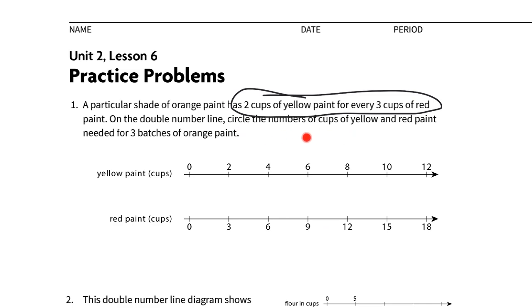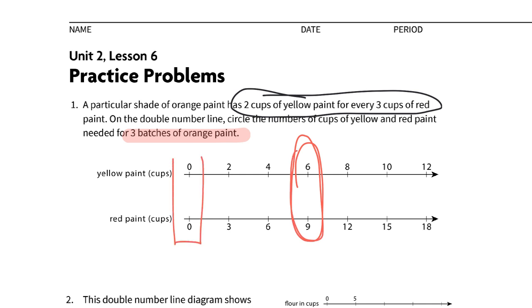Circle the numbers of cups of yellow and red needed for 3 batches. Ooh, so if we want 3 batches of orange paint right here, well, let's see. This is 1 batch. This makes 2 batches. Therefore, this makes 3 batches right there. So 3 batches is right here.